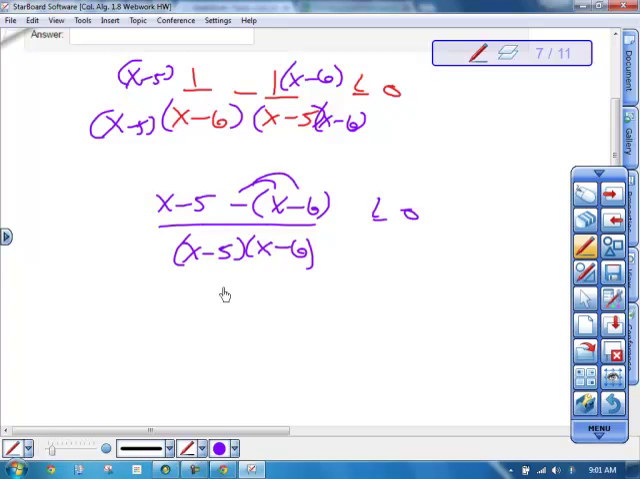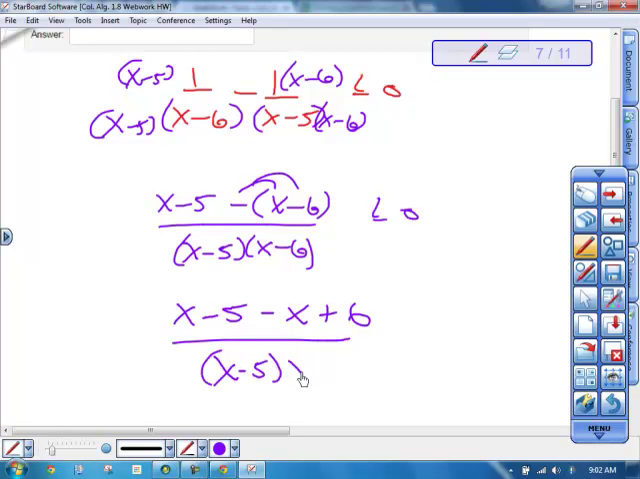Okay, so now I'm going to simplify. I'm going to have x minus 5 minus x plus 6 in the top, all over x minus 5 times x minus 6 in the bottom is less than or equal to 0. The x and the negative x cancel, and you have negative 5 plus 6, which is 1. So the top just simplifies to 1 for me.